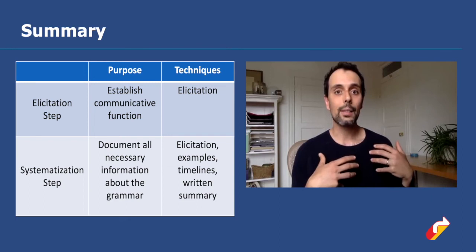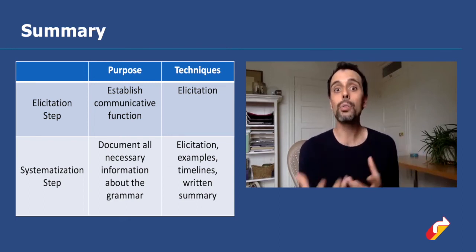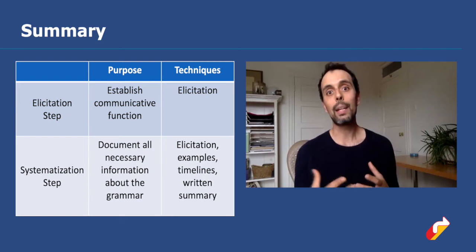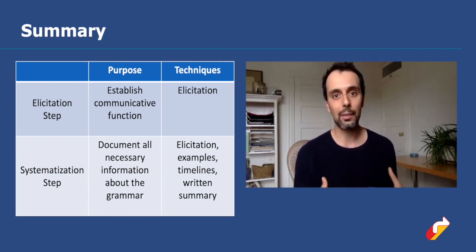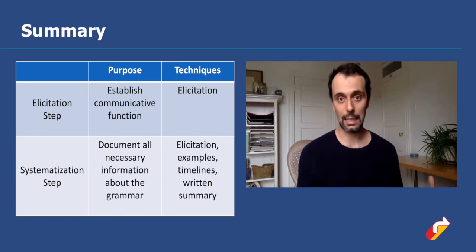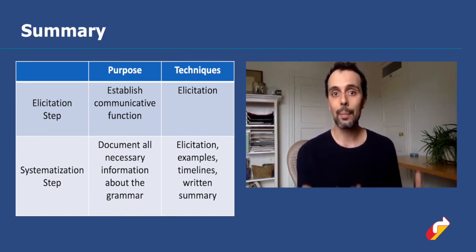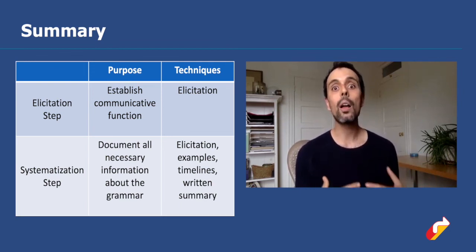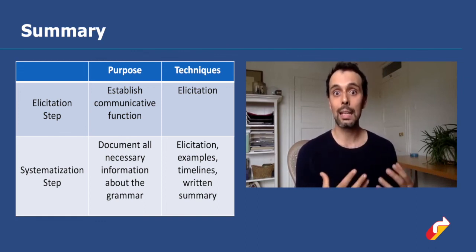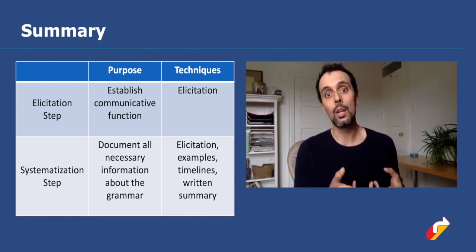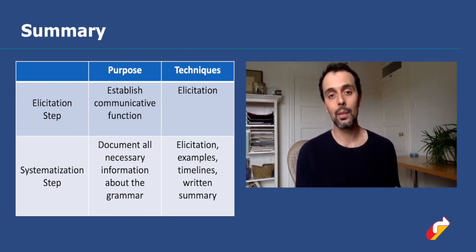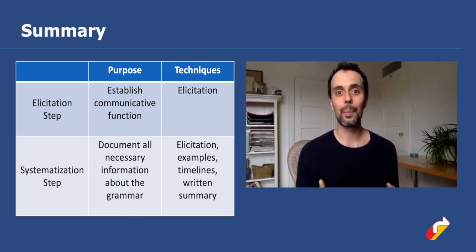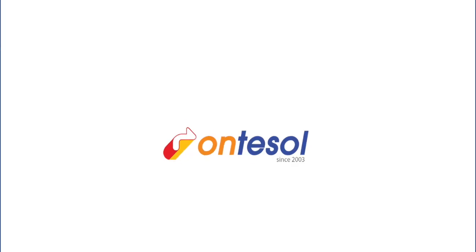But as far as the systematization step is concerned, we also use elicitation, but because this step is longer and more extensive, we're going to use different techniques. We can show students examples of the grammar. We can use timelines. We're going to give students a written summary of the grammar. Really, all of the relevant details that students can keep and take away from the lesson to review that grammar point later. So we hope that this has cleared up the differences between these two very important components of a PPP grammar lesson.